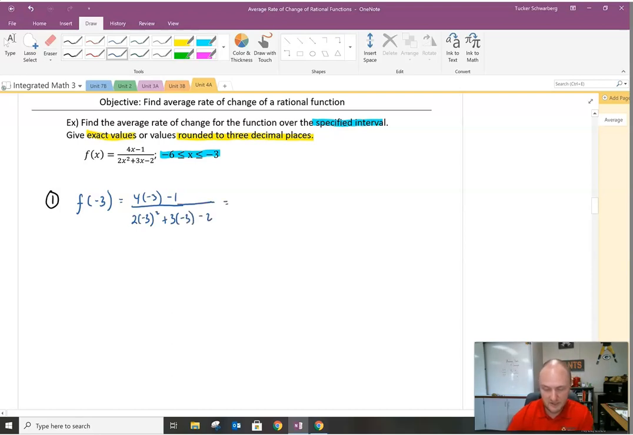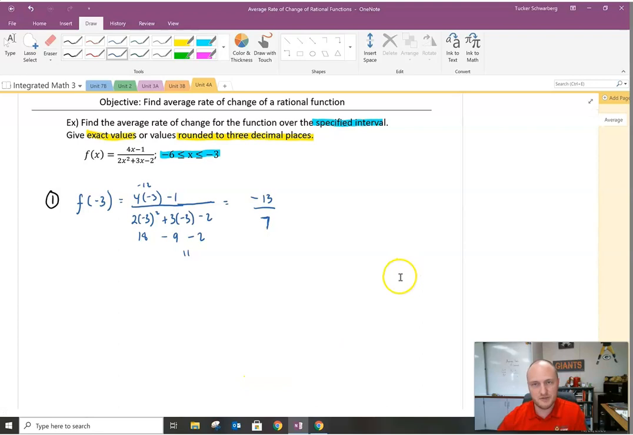Okay, so we got some calculating to do here. Looks like this is -12 minus 1 would be -13. Over here we have 9 times 2, that's 18, minus 9 minus 2. So 18 minus 11 gives us 7. So we have -13 over 7. Now that's not a nice number. Can't do some mental math there.